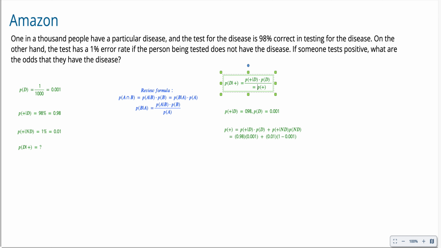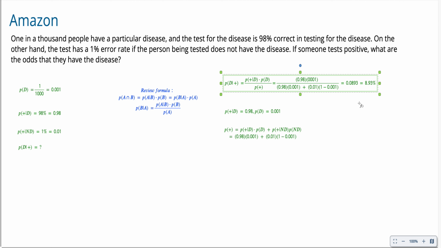Now let's plug everything back into this equation. The denominator is just this; I'll copy it. And the numerator is just 0.98 times 0.001. Oh, sorry, the dot doesn't show up there, so I put it here too. If you calculate this, the result will be 0.0893, which is 8.93%.